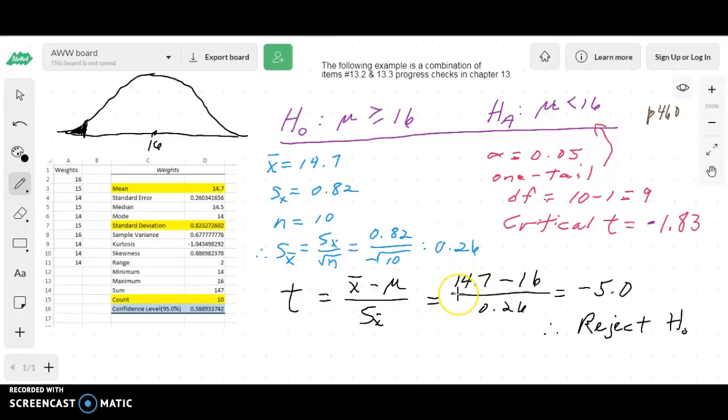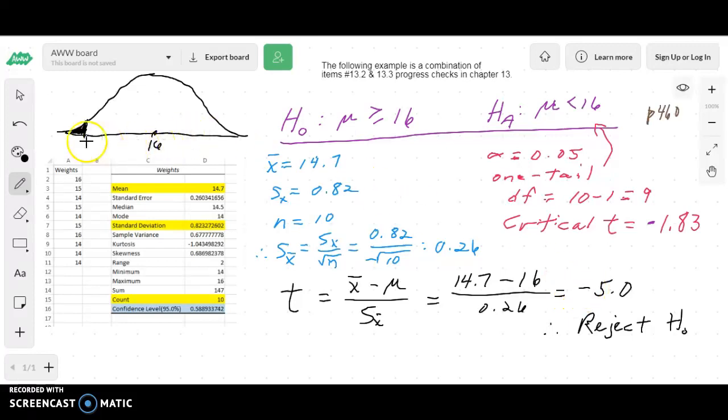So we subtract 14.7, which was our sample mean, minus 16. That tells us how far away we were from the mean, and it's a negative value since we are below the mean. And we divide that by the standard error of the mean, which was 0.26. That was found either through this formula, or you can get the standard error right here from the calculation of the descriptive statistics. That yields a t-score of negative 5.0.